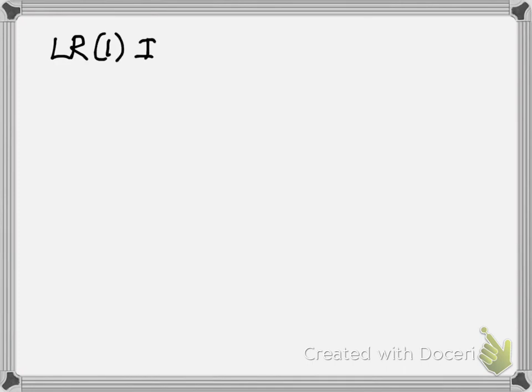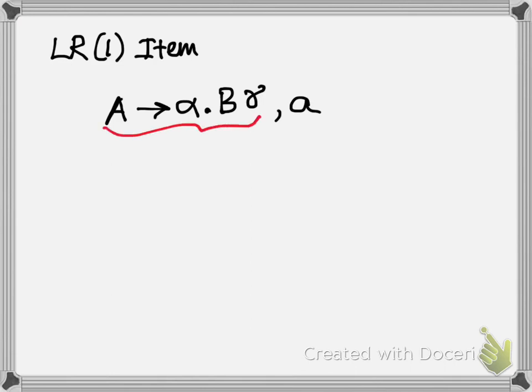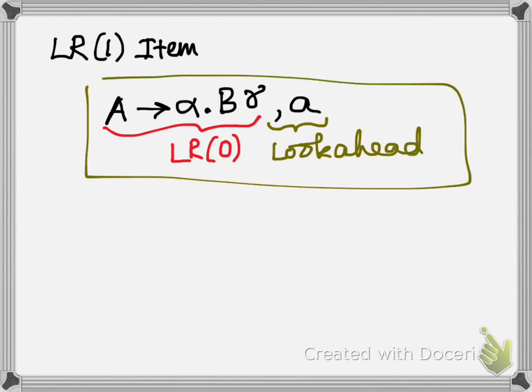So an LR1 item will look something like this. Suppose there is a production like this. So I can have something like this, gamma, and here I may have a symbol. Now up to this part, this is same like your LR0 item. But here we have one additional something here. This is the look ahead. So together this whole thing is your LR1 item.